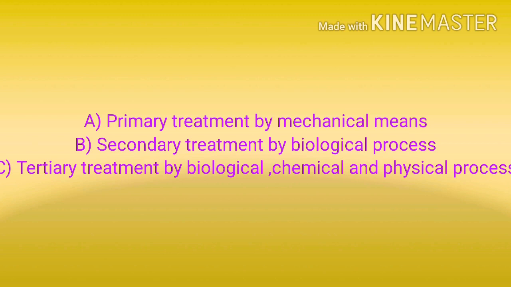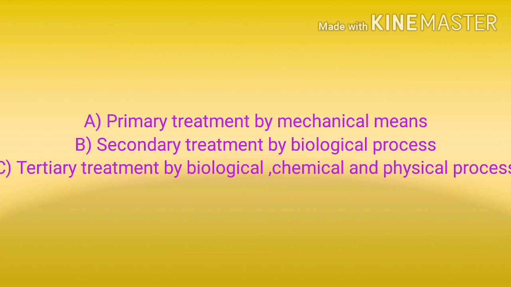The second one is secondary treatment with the help of biological processes. So, with the help of different biological processes, we are trying to control industrial waste. And the third one is tertiary treatment with the help of biological, chemical and physical processes. That means with the help of physical means, that is human help, mechanical means, machines and biological processes, we are trying to control industrial waste, and it also involves recycling of waste water.